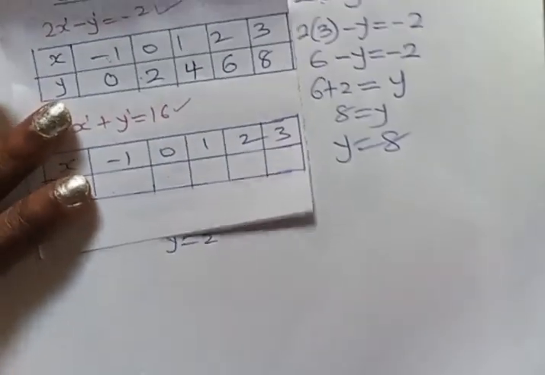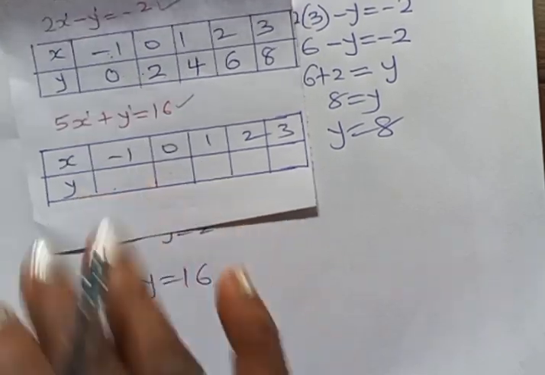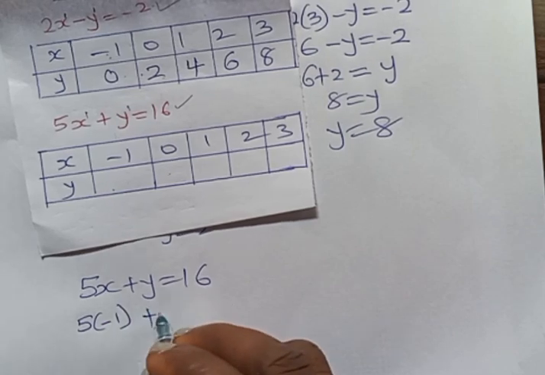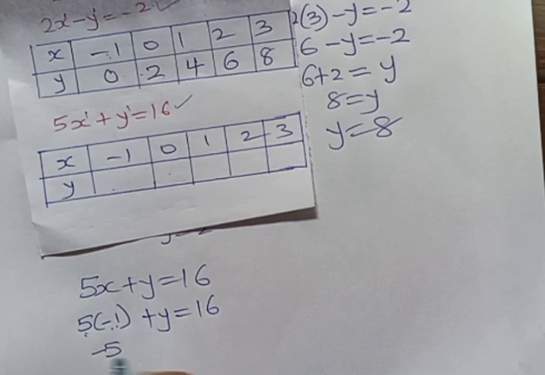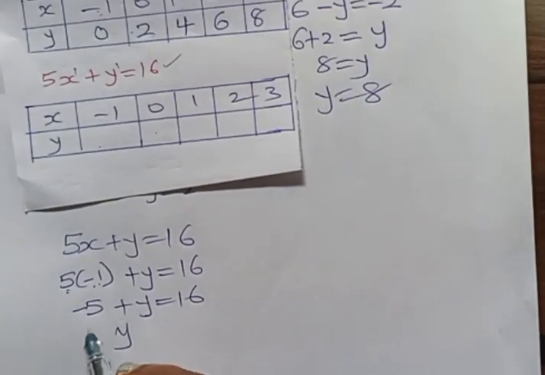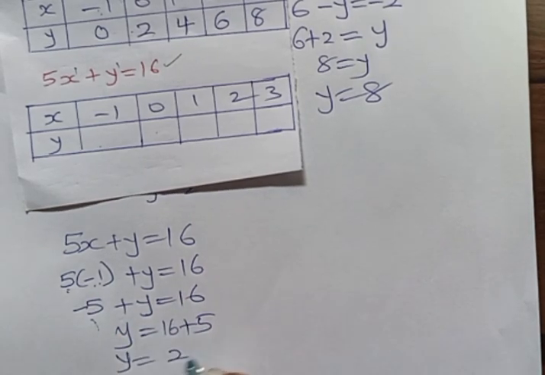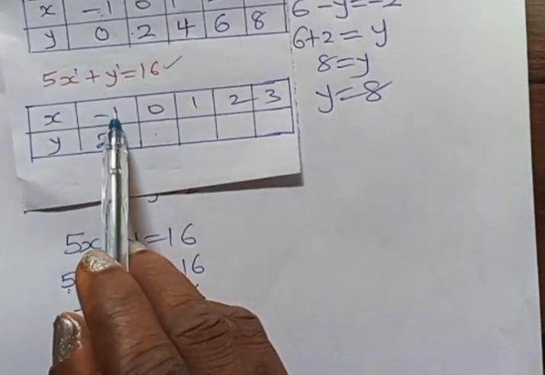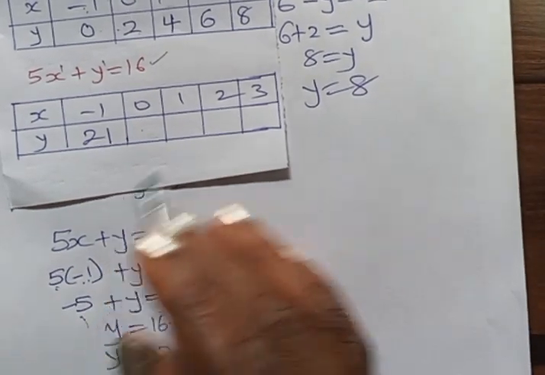So let's start with this second one. With the second one, we have 5x plus y equals 16. Then we put x as minus 1. That's 5 times minus 1 plus y equals 16. So 5 times minus 1 is minus 5. Then you copy the rest. Then you make y the subject by taking minus 5 to the other side. That's 16 plus 5. So y is 21. So the corresponding value of y, when x is minus 1, is 21. So let's do this one, and then we'll do the rest without calculating it.